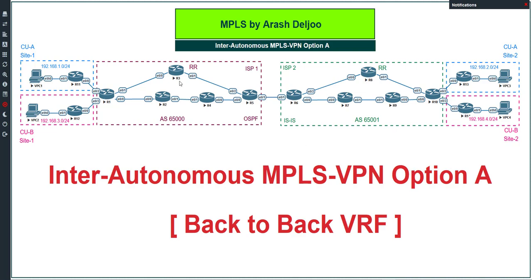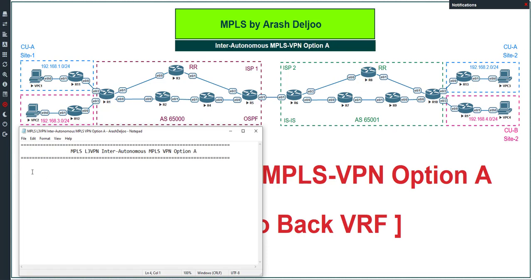Don't forget that R3 is the route reflector for ISP1 and R8 is the route reflector for ISP2. After we configure ISP1, we can copy the configuration of ISP1 for ISP2 because here we have a similar configuration with ISP2. Let me start the configuration of router 1. This is the R1 CLI.